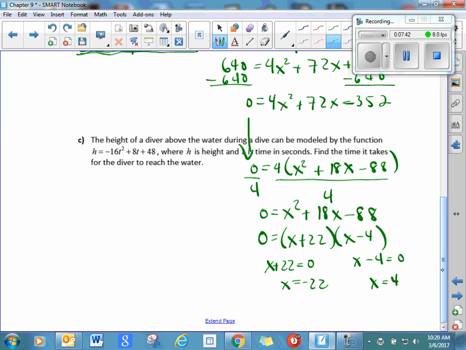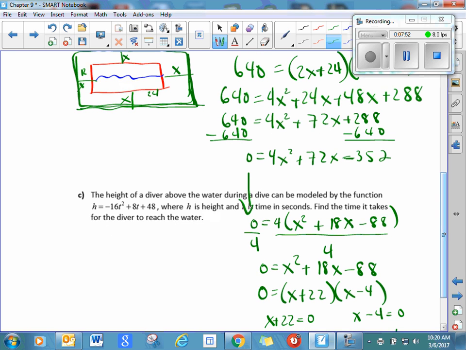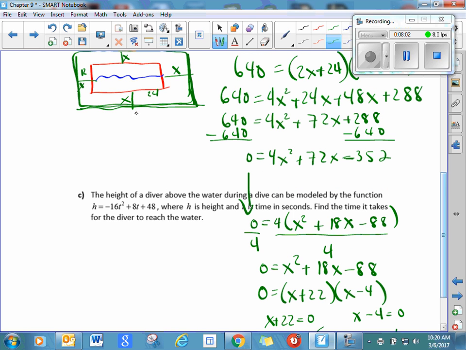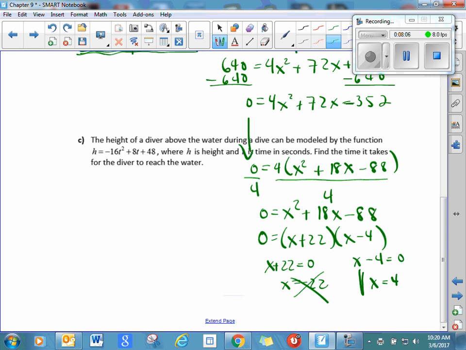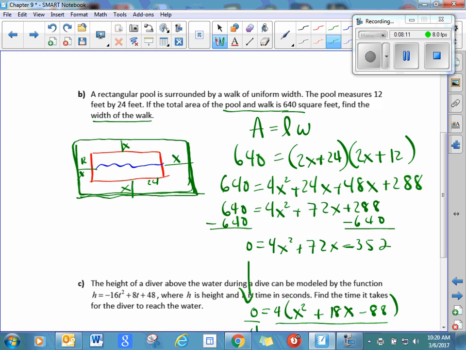So you go back up, and what are they asking us to find? Oh, yeah, x. How wide is that walkway all around the pool? Well, I come down here, and at first blush, it looks like I have 2 answers, because, of course, I do have 2 answers. But in this particular word problem, this answer doesn't make any sense. This walkway cannot be a negative width. So we throw out that answer, and our answer becomes the only possible choice, the width of the walk. So the width is 4 feet.